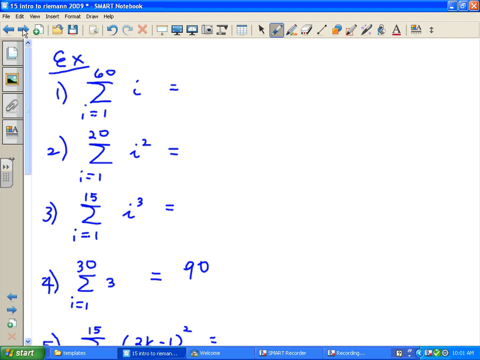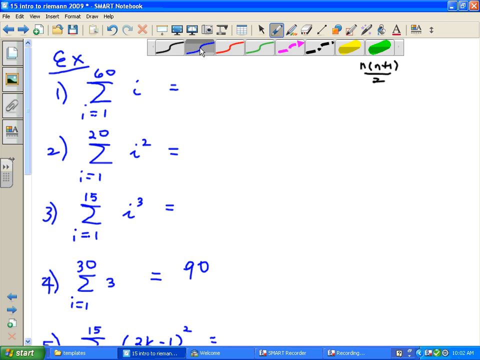All right. So some more examples now, based on all the properties we just learned. Let's simplify the following. So for example, summation of i as i goes from 1 to 60. Here we're going to use the formula, Gauss's formula, n times n plus 1 over 2. What is our n here?